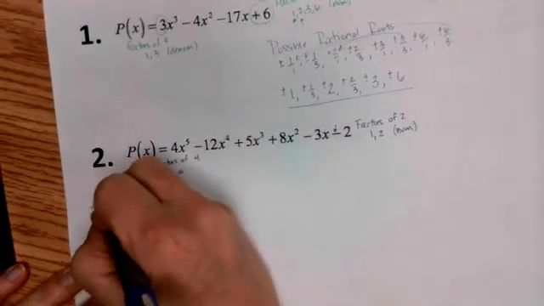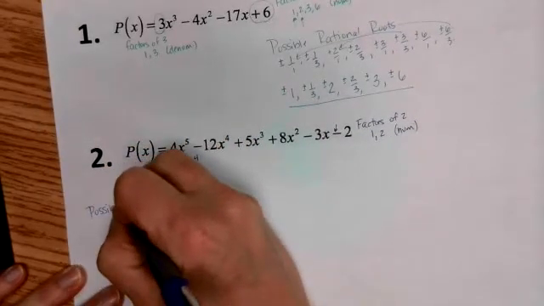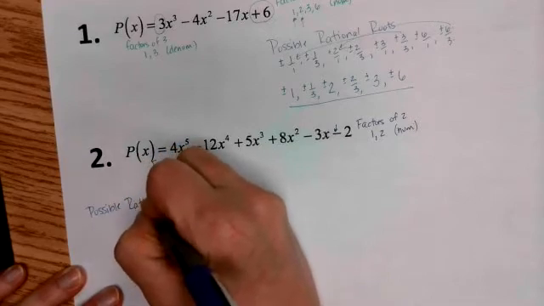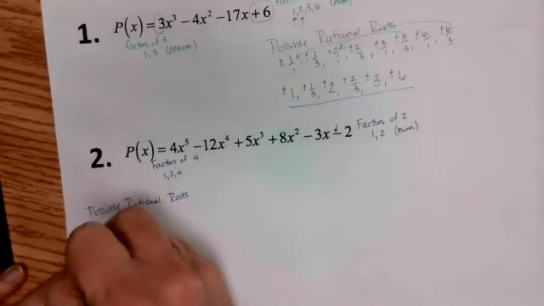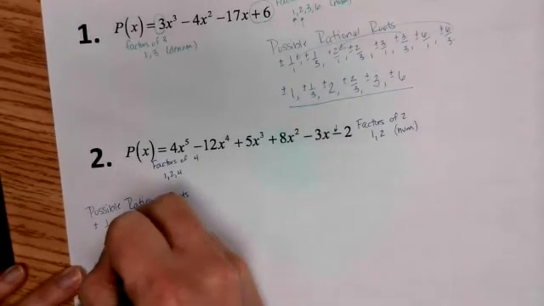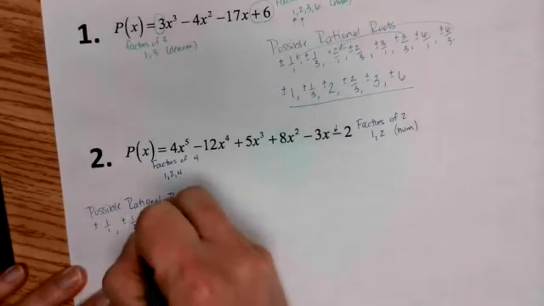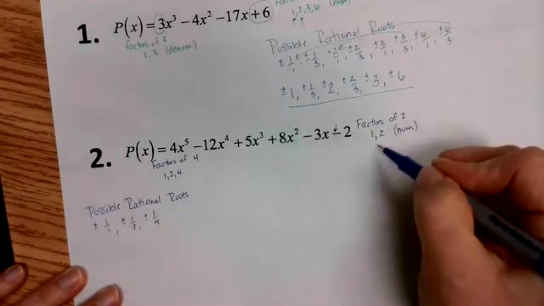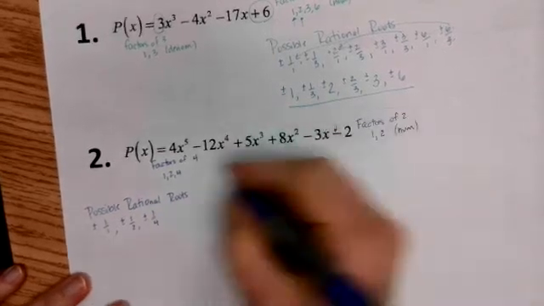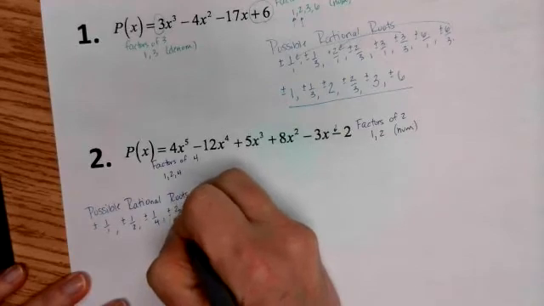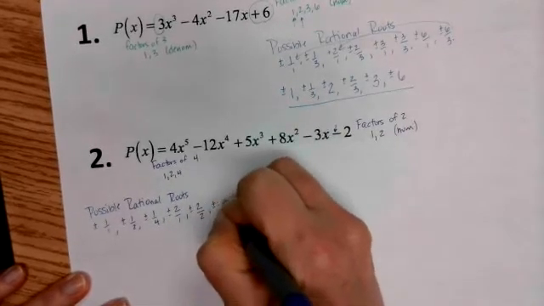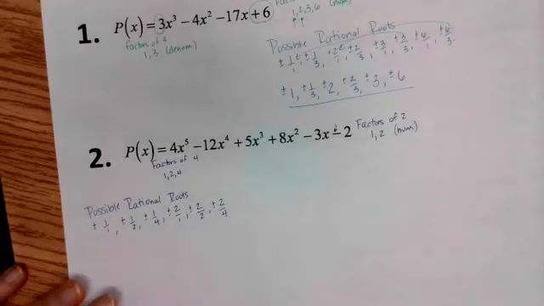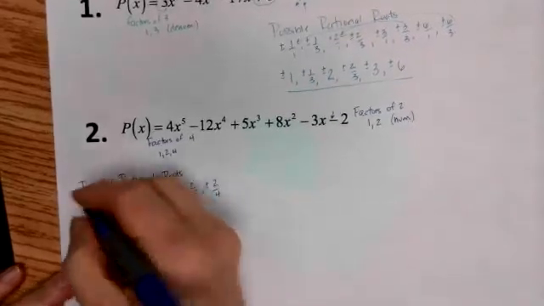So my possible rational roots include plus or minus 1 over 1, plus or minus 1 over 2, plus or minus 1 over 4. And I'm done with the 1, then I'm going to move on to the 2. So plus or minus 2 over 1, plus or minus 2 over 2, and plus or minus 2 over 4. So I'm going to simplify.